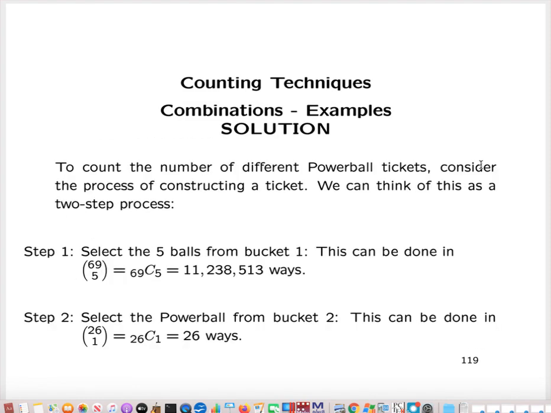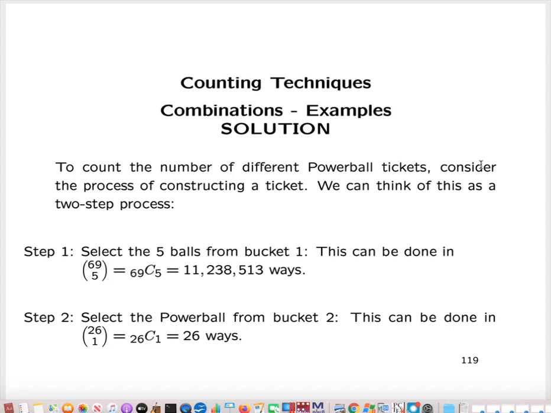So to count the number of different Powerball tickets, consider the process of constructing a ticket. Now, it's always a good idea when we do this to go to the Powerball website and check to make sure that they haven't changed it. If they do, we'll take that into account. All right. But the current way that Powerball works is that you can think of a bucket that contains 69 ping pong balls. The balls are numbered 1 through 69.